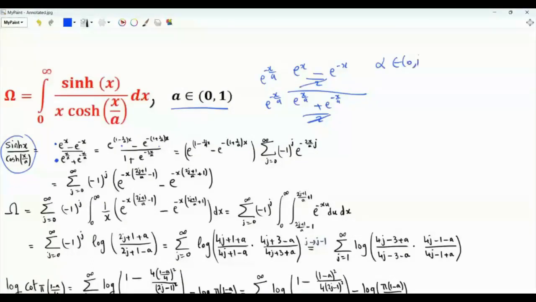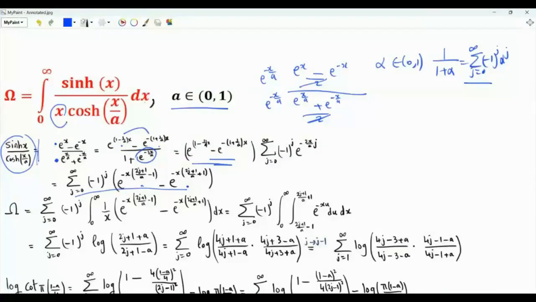If alpha is between 0 and 1, we can expand 1 over 1 plus alpha as the summation over j from 0 to infinity of (-1)^j alpha^j. x and a are positive, so this is a positive real number less than 1. We can use this expansion. We have these two exponentials times the summation over j from 0 to infinity of (-1)^j e^(-2xj/a). Multiplying by this bracket, we get the summation over j from 0 to infinity of (-1)^j, then the difference between these two exponentials. The integrand is this ratio, given now by this sum, divided by x.